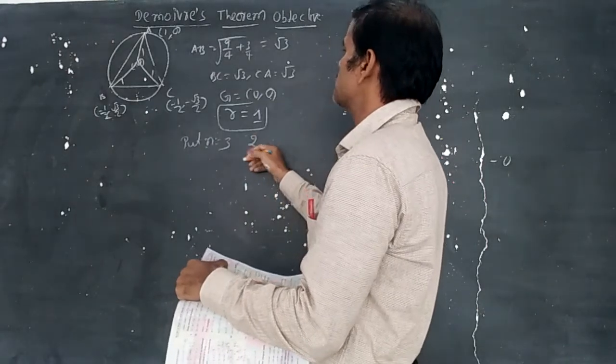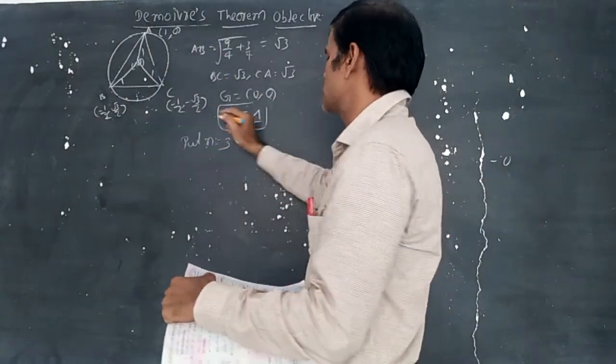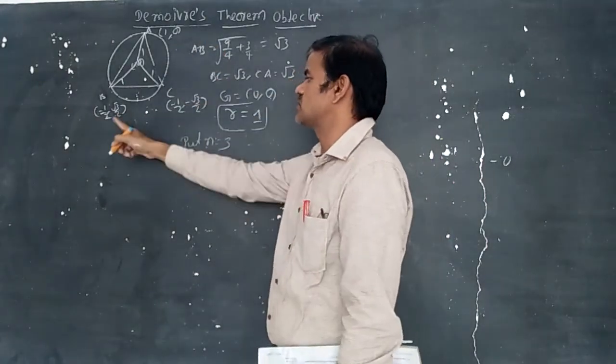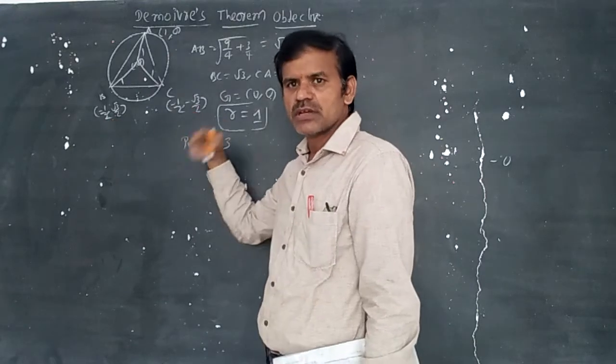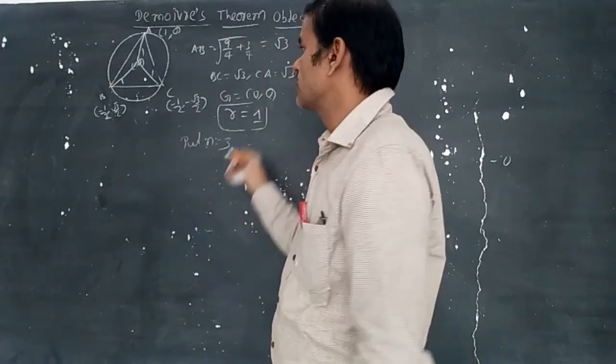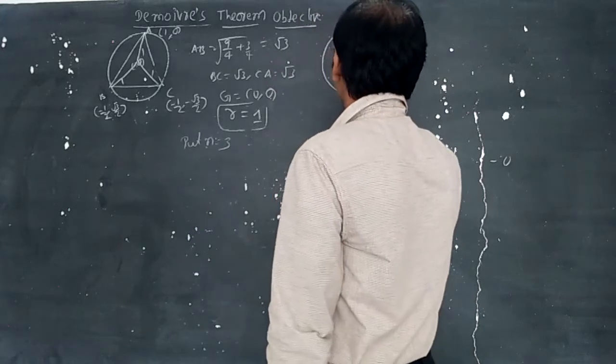So the difference between them, of course, this is 1, gamma like this. 1, omega, omega square. This is 2 pi by 3. This is 4 pi by 3. This is 6 pi by 3 like that. For a circle, you can construct.